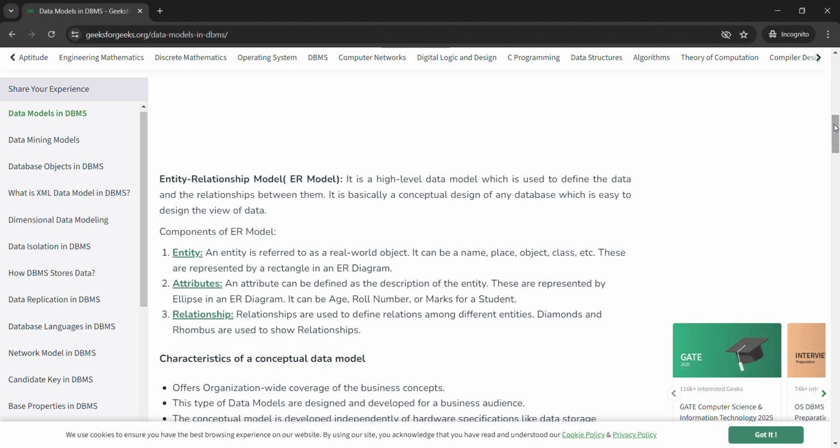So what is an entity? An entity is referred to as a real world object. It can be a name, place, object, class, etc. These are represented by a rectangle in an ER diagram. Second is attributes. An attribute can be defined as the description of the entity. These are represented by an ellipse in an ER diagram. It can be age, roll number, marks for a student.